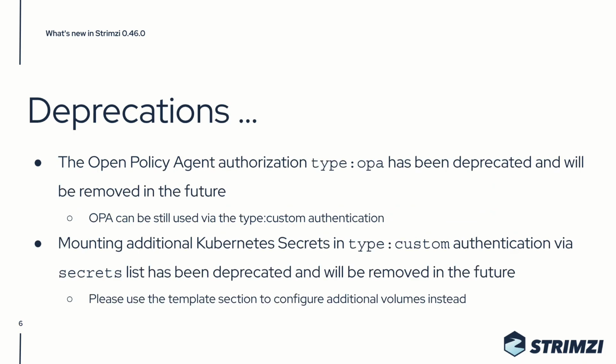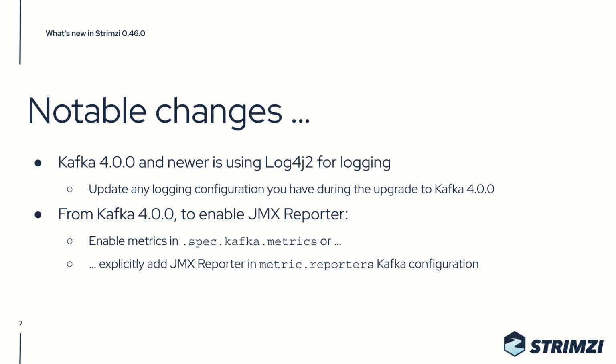Other than removals, we had a couple of deprecations. The first one is related to the Open Policy Agent, which right now you are using with the type opa. It's deprecated and will be removed in the future. You can still use OPA, but via the type custom authentication. Regarding the type custom authentication, we are also deprecating the way to mount additional Kubernetes secrets using a secrets list. This will be removed in the future, but you can do the same by using the template section to configure additional volumes.